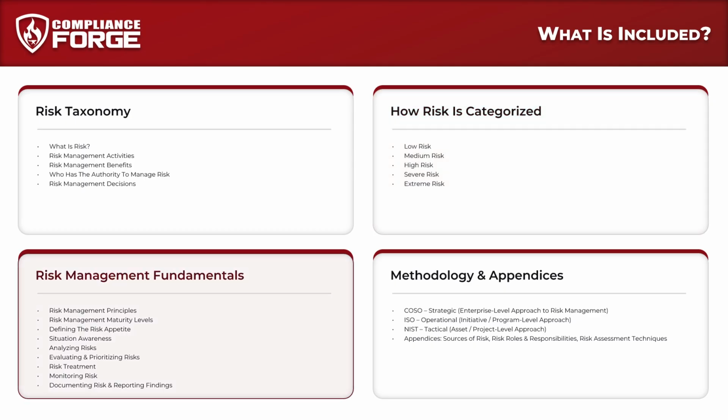The risk management fundamentals cover risk management principles, maturity levels, defining the risk appetite, situation awareness, analyzing risks, evaluating and prioritizing risks, risk treatment, monitoring risk, and documenting risk and reporting findings. And the cybersecurity risk management methodology takes a 3-level approach: COSO at the strategic, enterprise level, ISO at the operational, program level, and NIST at the tactical, asset and project level. Appendices cover sources of risk, risk roles and responsibilities, and risk assessment techniques.